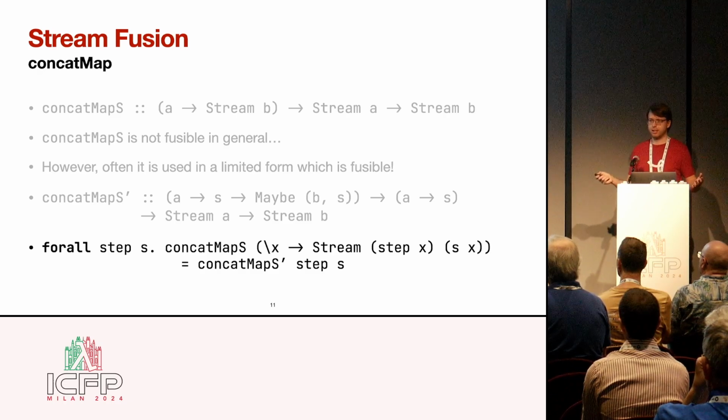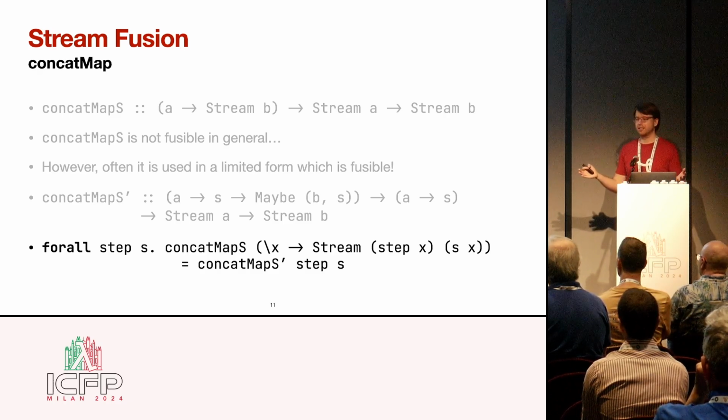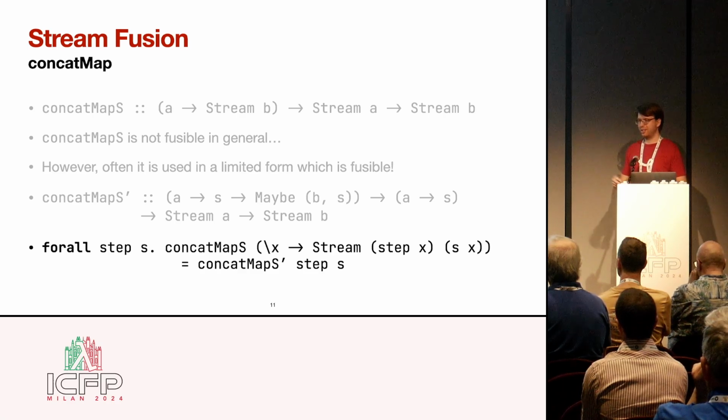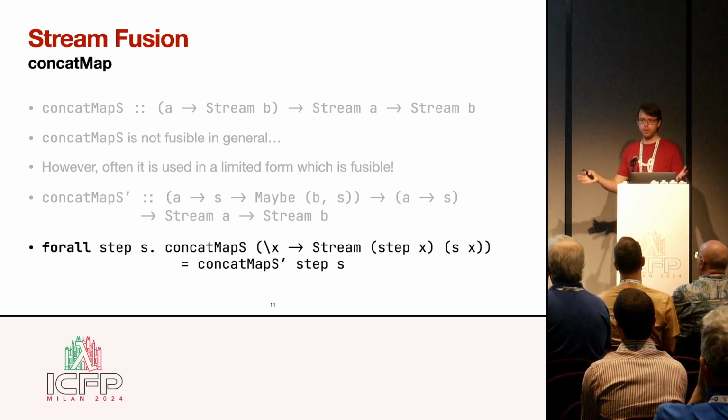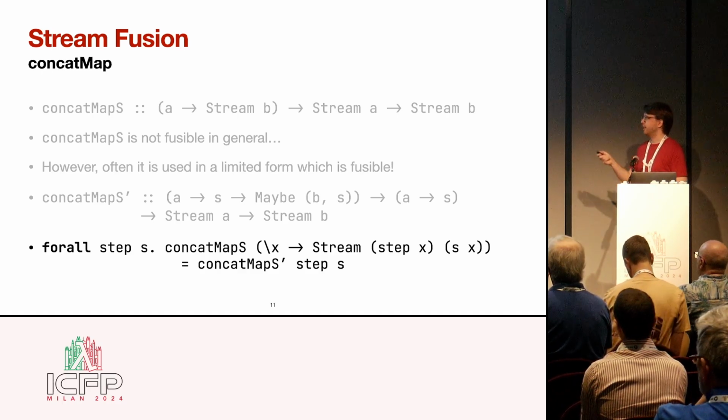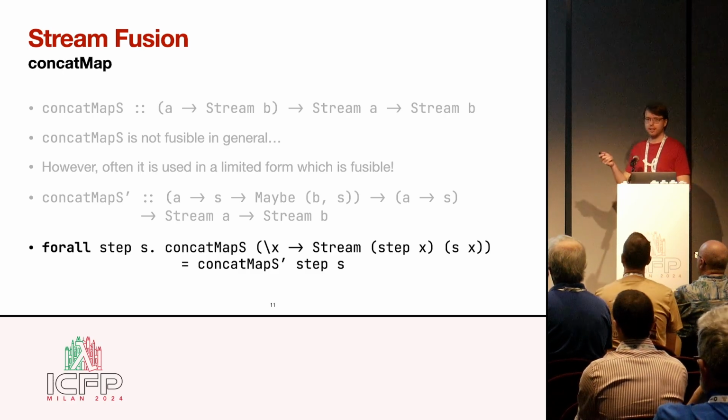And Duncan Coutts basically said, well, GHC's rewrite rule system is not powerful enough to support rules like this. But now, with higher order patterns, we can finally write this rule and have it work.